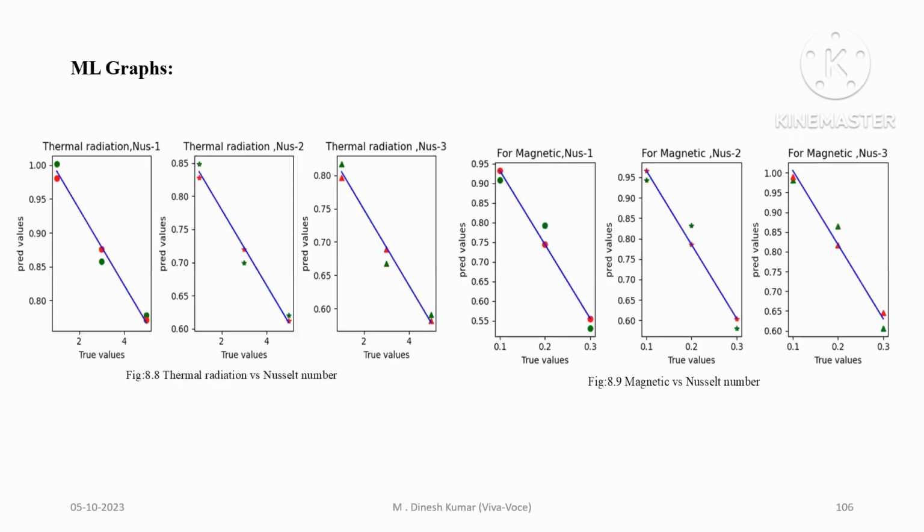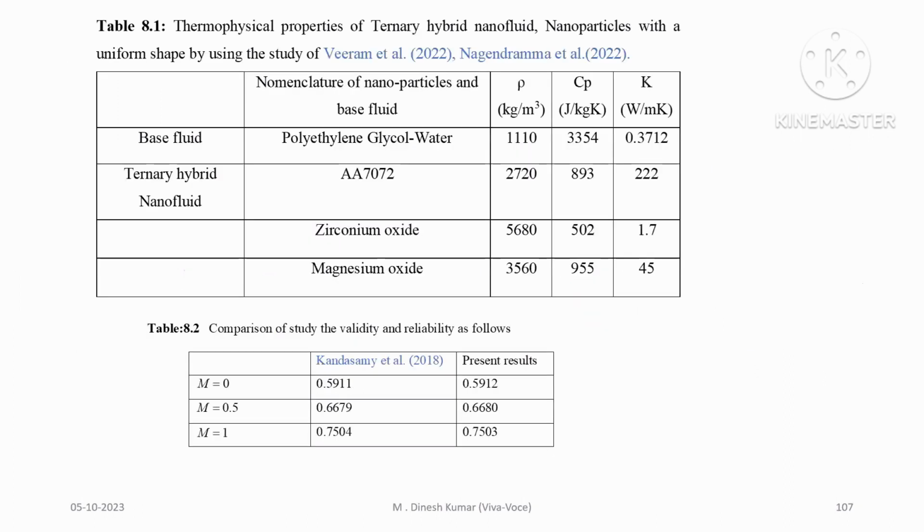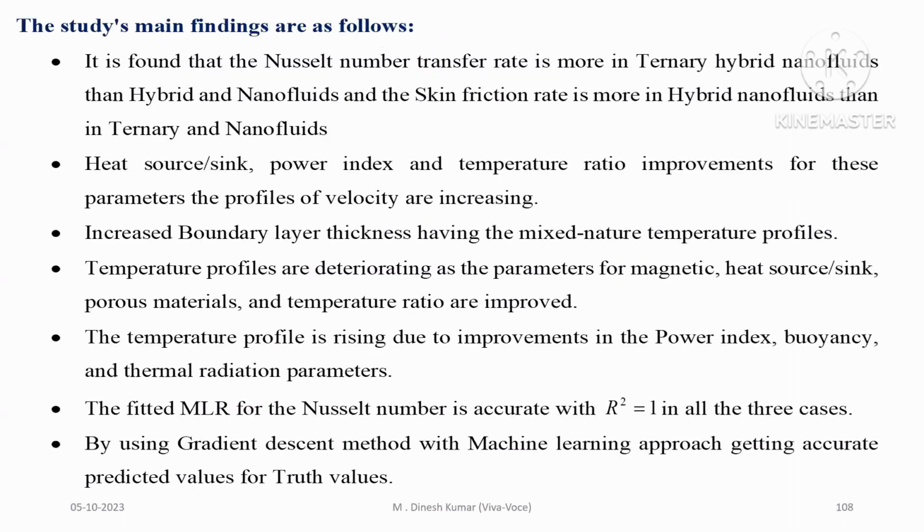And in case 1, case 2, and case 3, you can see the comparison of truth values and predicted values that we got from the machine learning technique. Table 8.1 represents the thermophysical properties, and these are the comparison of results. Table 8.2 will represent the following. Whatever I explained now in the form of graphs is written as a conclusion here.